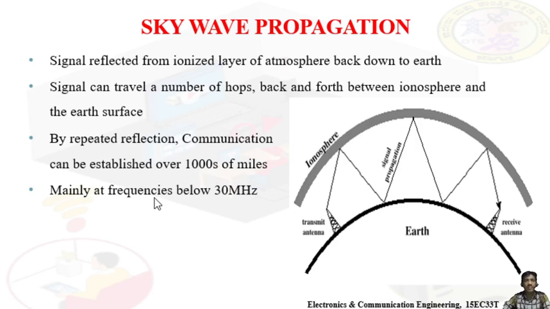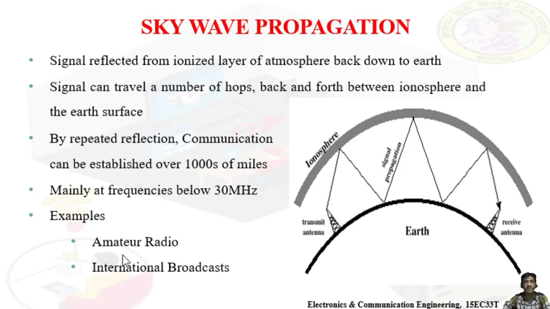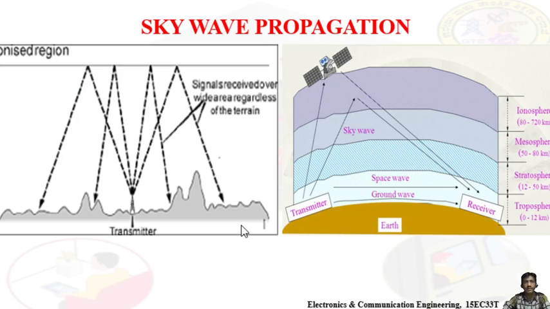This works mainly at frequencies below 30 MHz. Frequencies up to 30 MHz can operate in sky wave propagation. Examples: amateur radio and international broadcast. These two examples are widely used in sky wave propagation.